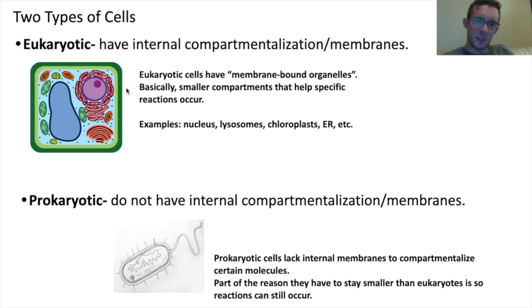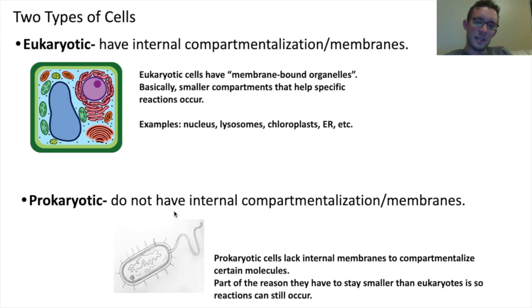There are two types of cells: eukaryotic cells and prokaryotic cells. The difference between them is that eukaryotic cells have inside of them membrane-bound organelles, which is just a fancy way of saying that they have internal compartments that allow specific reactions to occur. Examples of these internal compartments would be the nucleus, which contains the molecules needed to build nucleic acids, or the chloroplasts, which allow in molecules needed to do photosynthesis.